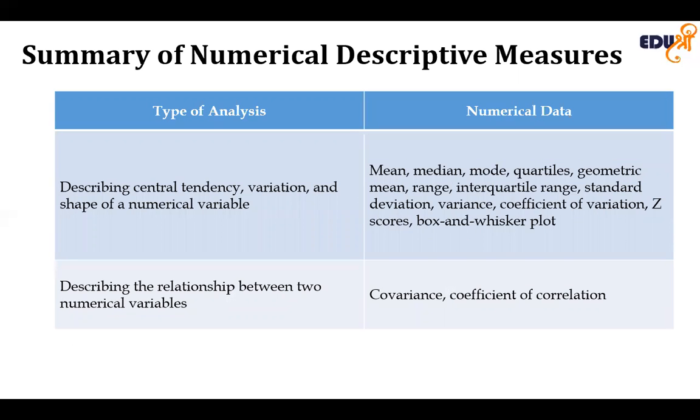To summarize everything in numerical descriptive statistics, it depends upon what kind of analysis you want to do. If you want to describe the central tendency, variation and shape of a numerical variable, you need to calculate the mean, median, mode, quartiles, geometric mean, range, IQR, that is interquartile range, standard deviation, z scores, and so on. Or you may want to describe the relationship between two numerical variables, so it is one numerical variable here and two numerical variables here. We calculate the coefficient of correlation or the covariance when we want to describe the relationship between two variables.